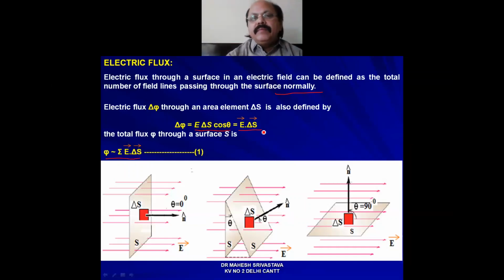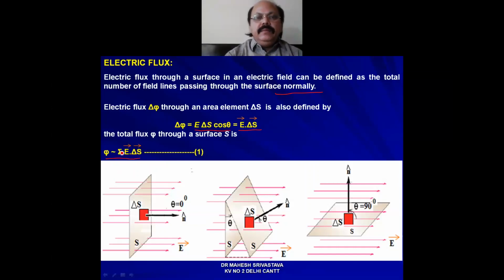In the second case, the angle theta can be any value. Say here we take the third case when theta is 90 degrees. In that case, delta phi equal to E delta S cos 90 degrees, and cos 90 is 0. So delta phi equal to 0. Obviously, because the field lines are touching the surface tangentially, they are not passing through it. So that is called electric flux. Now, why are we taking this approximate sign?